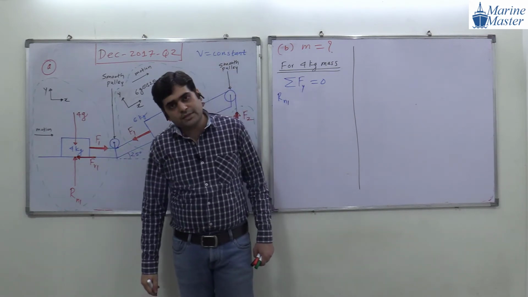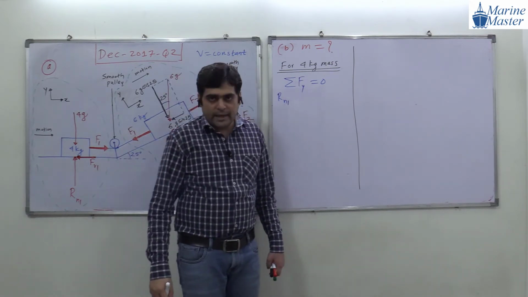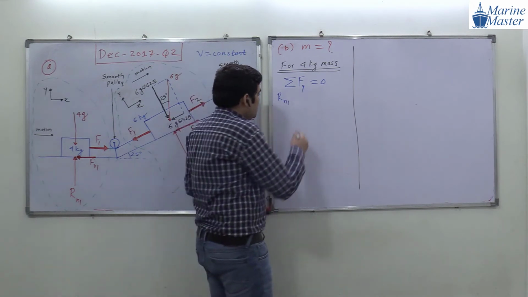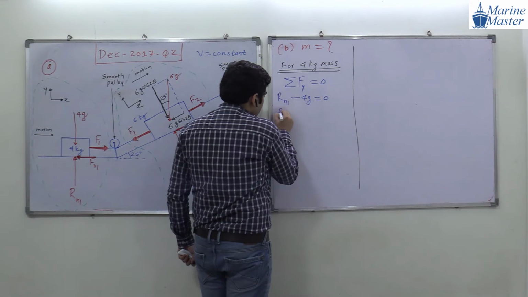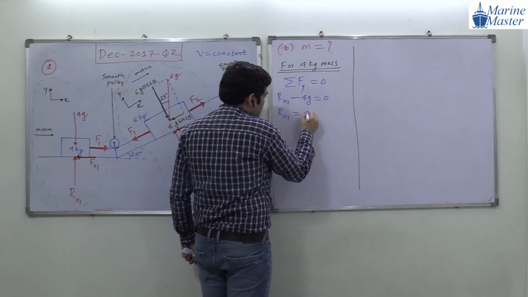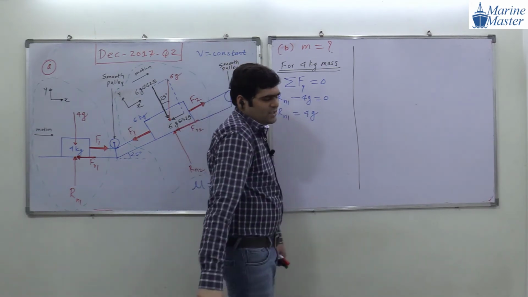4g, okay, plus or minus? Minus, okay guys, very good. Minus 4g will be equal to what? 0. So we got it. Rn1 is equal to what, guys? 4g. We will not cancel that g here, okay?